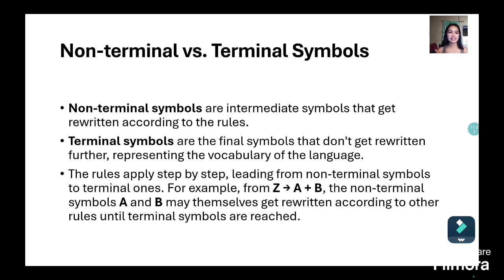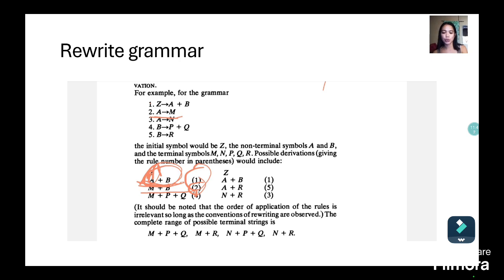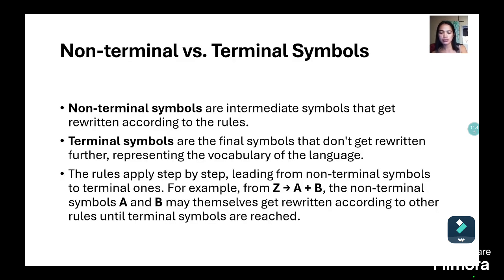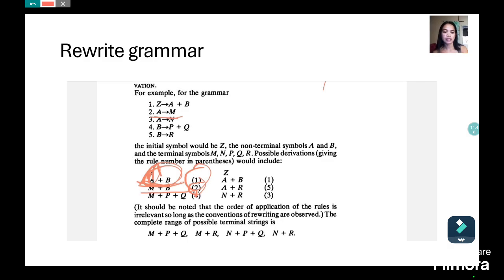The non-terminal symbols A and B may themselves get rewritten according to the other rules, and then they become terminal symbols. So the earlier results, these are the terminal symbols. This is the result from initial symbol to non-terminal symbols to terminal symbols. You can ask questions after my report. Next, we're going to continue.